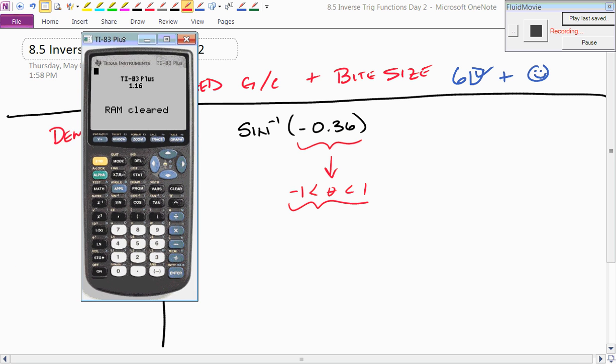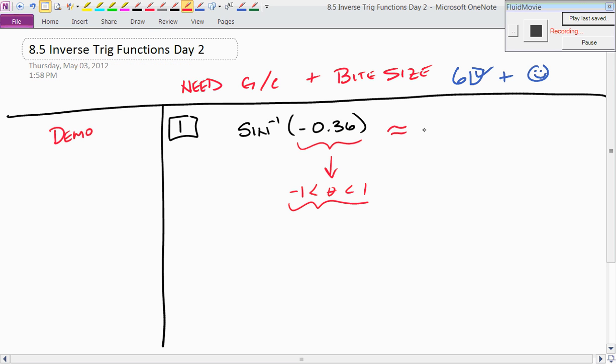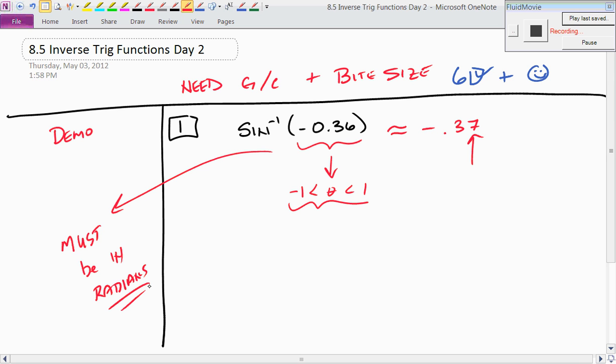So if you ask the calculator, first thing, you have to be in radian mode to take an inverse sine. So press mode and make sure you're in radian, otherwise it's not going to work out. Okay, so we're going to take second, inverse sine, -0.36, close parentheses, hit enter, and we get -0.37 if we round to 2 decimal places. This thing must be in radians. Your calculator must be in radians, otherwise it's not going to work out.